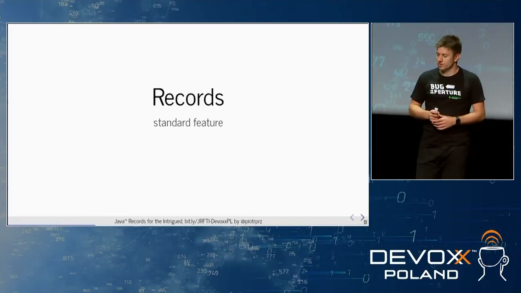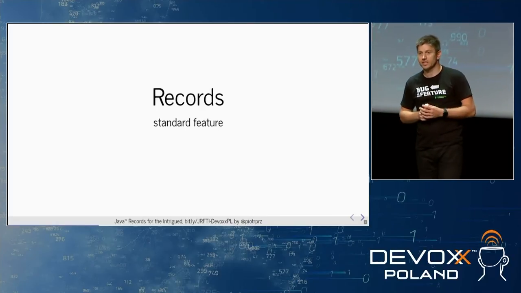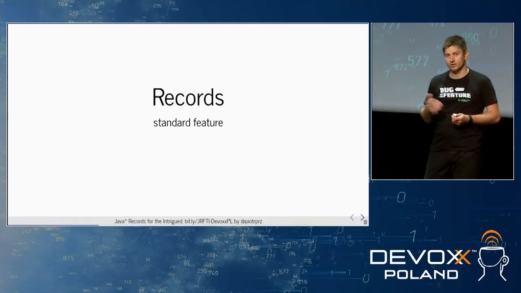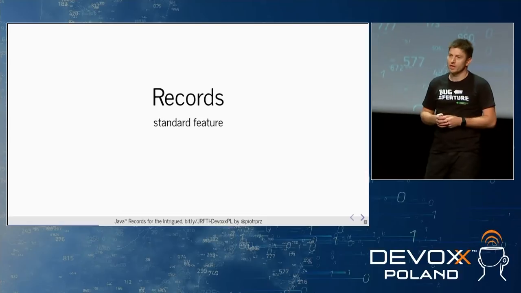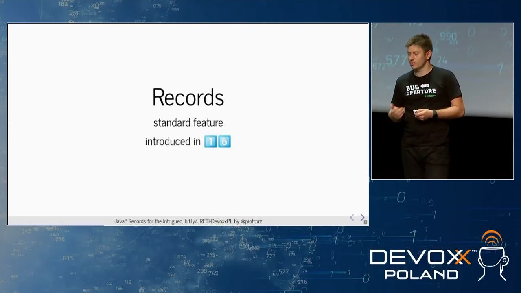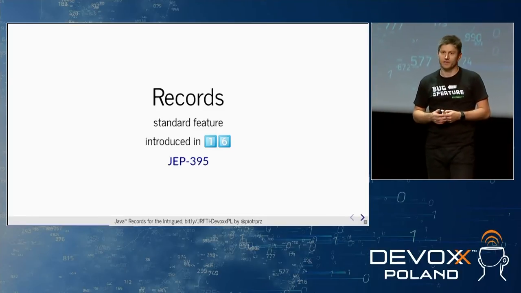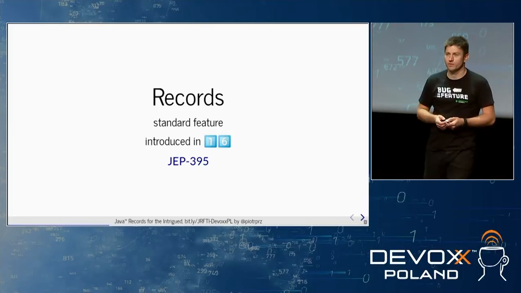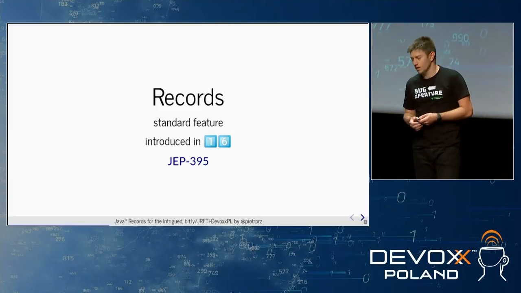So records, what are records? Records are a standard feature now from Java 16, so you can have them if you enable a so-called preview feature in Java 14, or you can use, for example, JShell or something like that. They were introduced formally in Java 16 as JEP 395. So there's a link for the whole specification. If you'd like to read the specs, you're welcome.